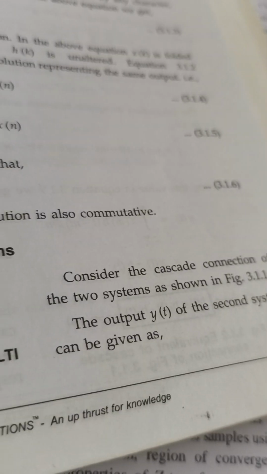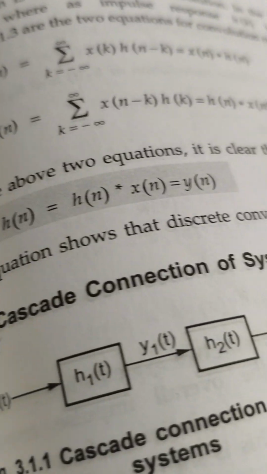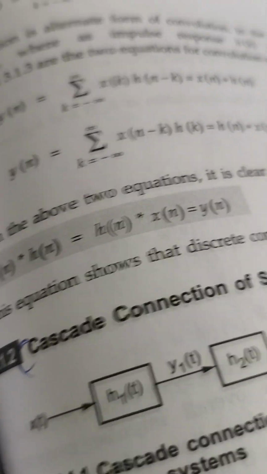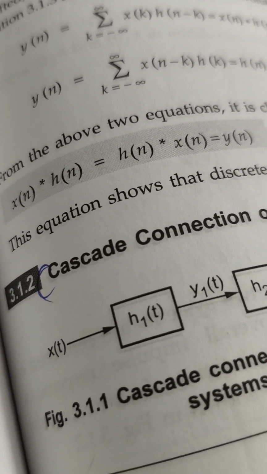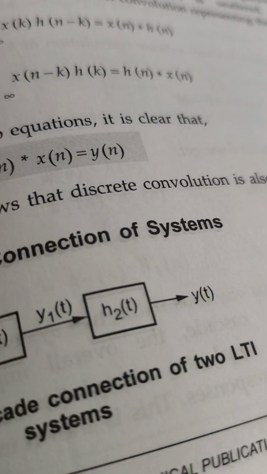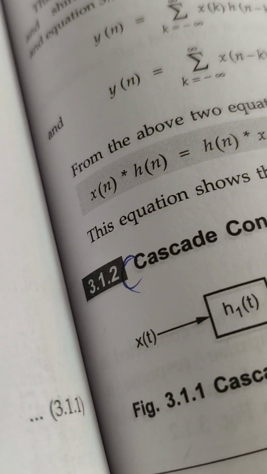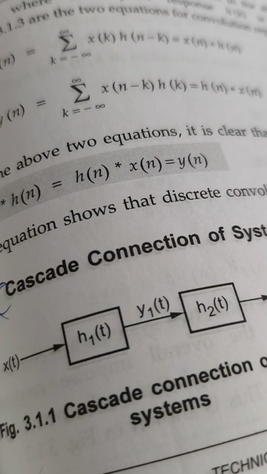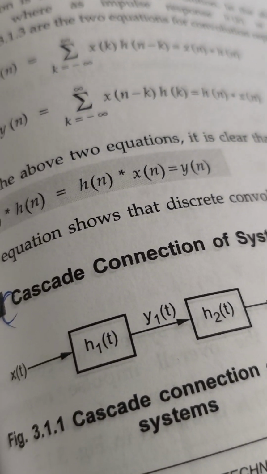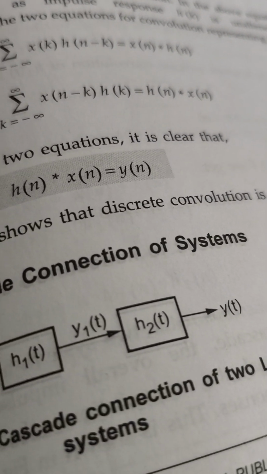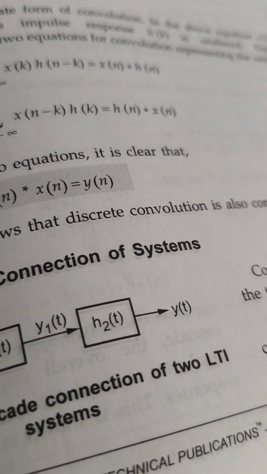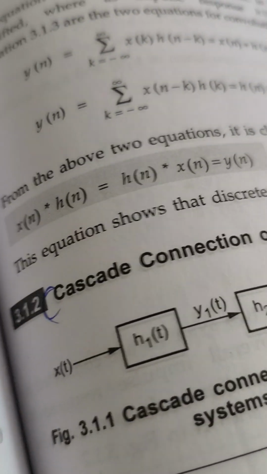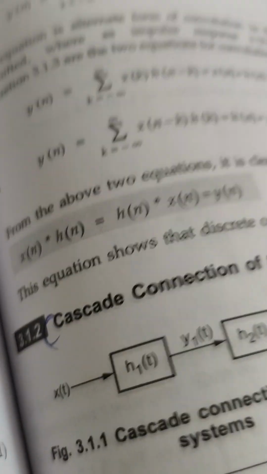Next, cascade connection of LTI systems. When we connect systems, suppose two systems are interconnected in cascade. This is one system, this is another system. The input of the first system is x of t and the output is y1 of t. This y1 of t is given as input to the next system, and this is the output of the two systems. Here h1 and h2 are the impulse responses of the two systems. Then what happens?